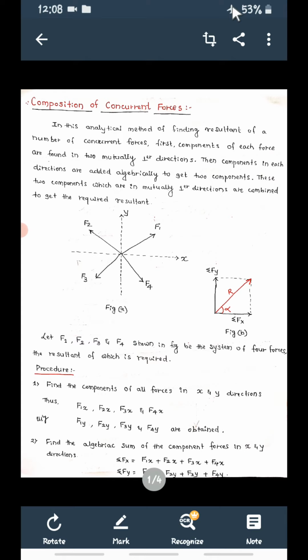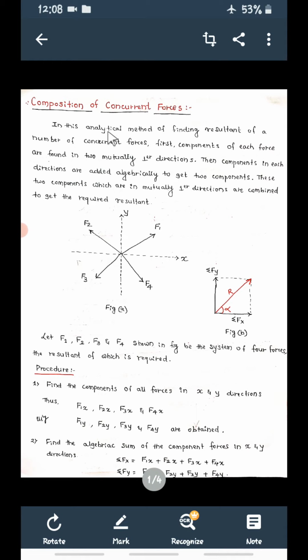Where we have seen when two forces are acting on a body, those two forces are combined and a single resultant can be found using the equation R is equal to square root of summation Fx square plus summation Fy square. That is the analytical method when only two forces are acting on the body. But if a number of forces are acting on a body, how to combine these forces and find the resultant, we're going to see.